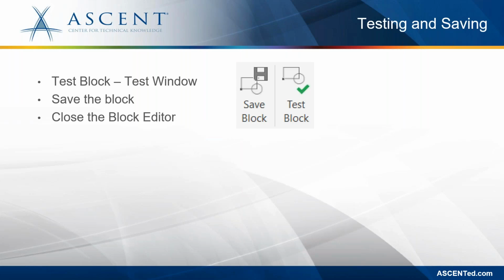For a minute, let's go back to the block editor and talk about some of the tools therein. This is the block editor contextual tab. There is a test block tool, which, as you must have gathered, is used to test the block. It opens the dynamic block in a separate test window. Whatever changes you make here, they do not affect the actual dynamic block. It's simply the testing environment. Once you're done testing, close the test window and you're back in the block editor.